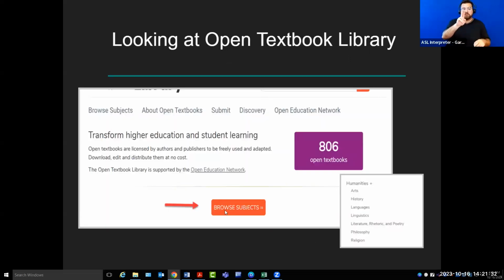And our suggestion is to browse by subject or search by subject. So hit that browse subjects orange button in the middle, and that's going to be your best bet on looking through if you can find your subject area or something close to it. It's not a huge repository, but if your subject is there, you can find something there.